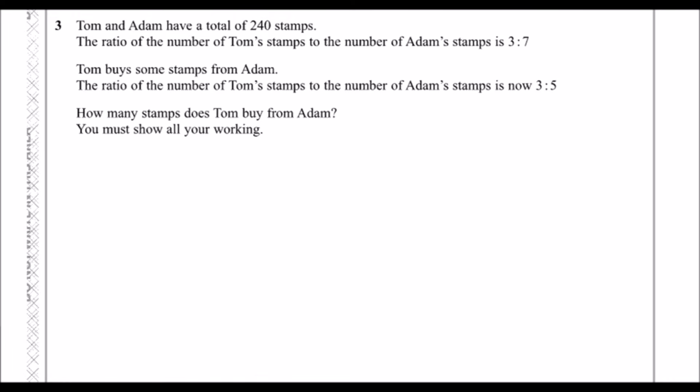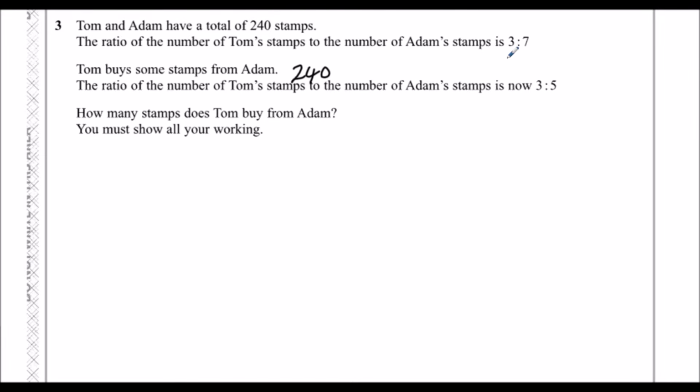Question 3. Tom and Adam have a total of 240 stamps. The ratio of the number of Tom's stamps to the number of Adam's stamps is 3 to 7. Tom buys some stamps from Adam, so there's still 240 in total. The ratio of Tom's stamps to Adam's stamps is now 3 to 5. How many stamps does Tom buy from Adam? So we need to share 240 in the ratio 3 to 7, and then share 240 in the ratio 3 to 5 and see what's changed.